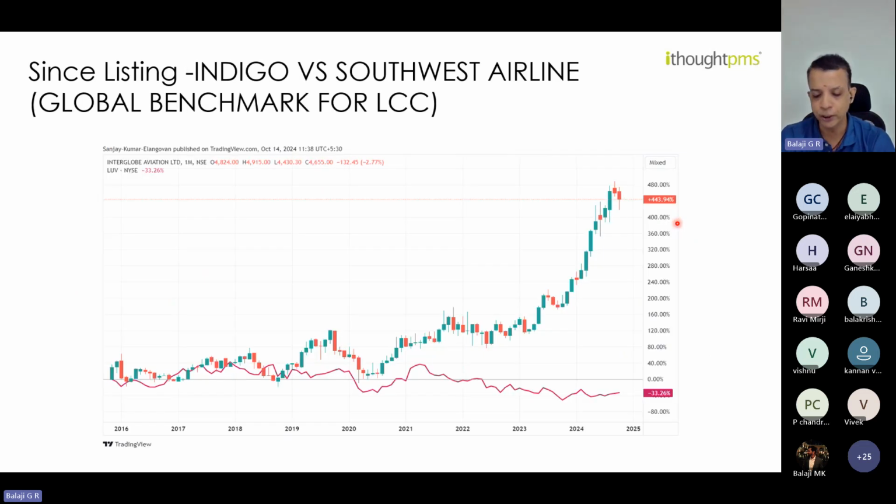If you look at point to point, obviously it's not the right comparison, but just to see from day one of the listing of Indigo how it has performed vis-a-vis, first, the largest global LCC carrier, which is Southwest. Very interestingly, Southwest has been doing extremely badly of late for their own reasons also, and obviously LCCs are not doing great globally. So in the last 8 years, nothing has happened, or actually they've lost money. Vis-a-vis that, Indigo has performed close to 400%, primarily with a significant rally in the last 1 year.